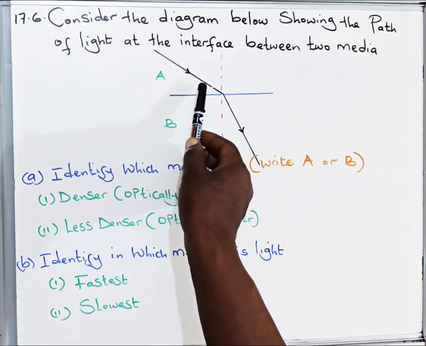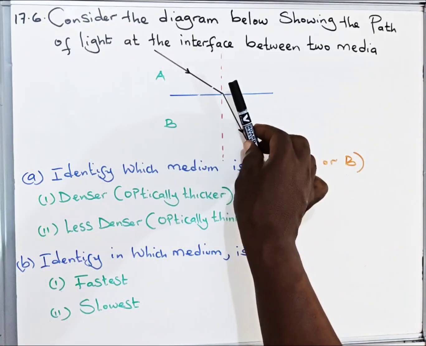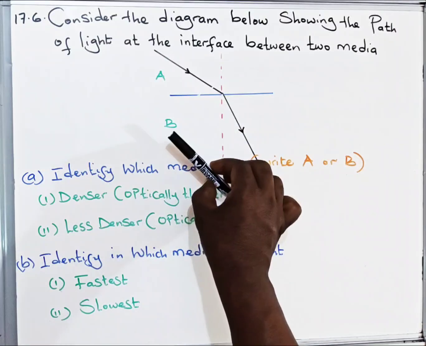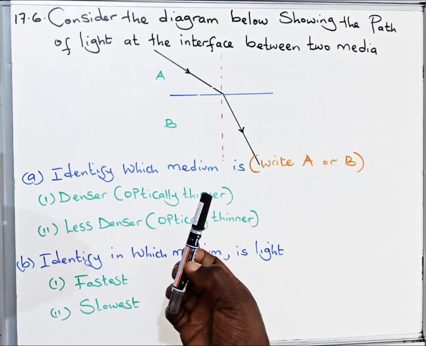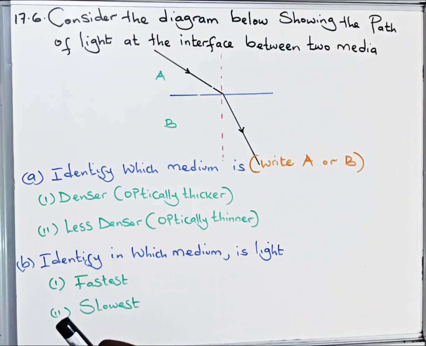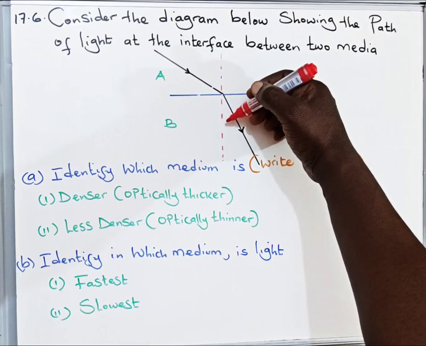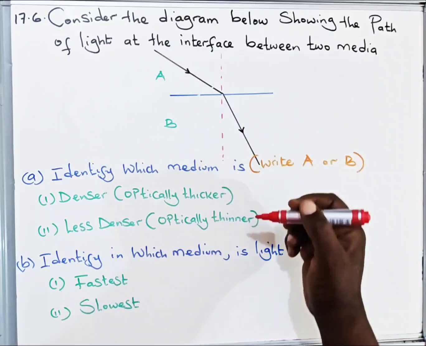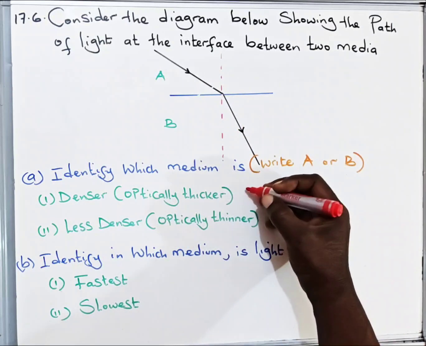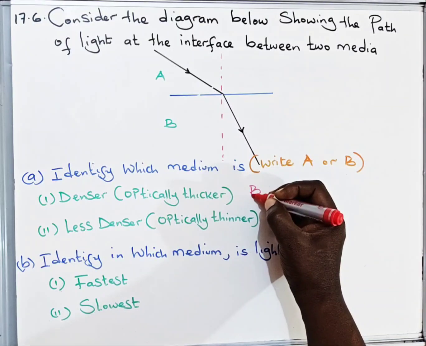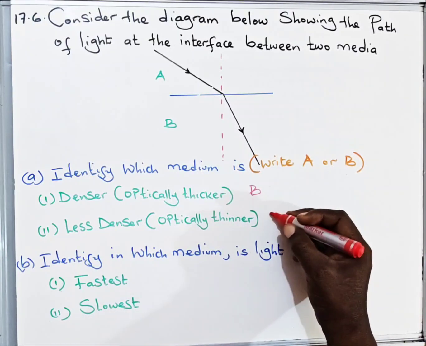When light comes and the ray bends towards the normal, it means that the second medium is thicker than the first medium. So what does that imply? Because our light here bent towards the normal, it means that B is denser or thicker. So the answer here is B, and A is less dense.